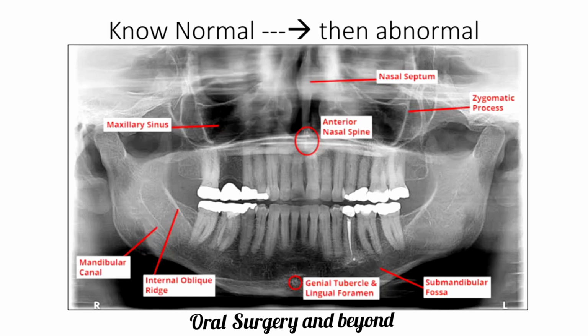diagnostic features on OPG. First, we have to learn what is a normal OPG, what are the normal anatomical landmarks. Then only we can learn what is abnormal on OPG. In my part 1 video, we have learned the anatomical landmarks of OPG. Just briefing for part 1, this is a normal OPG.